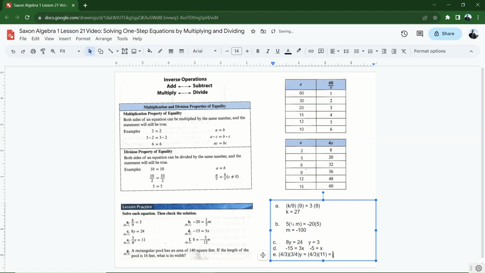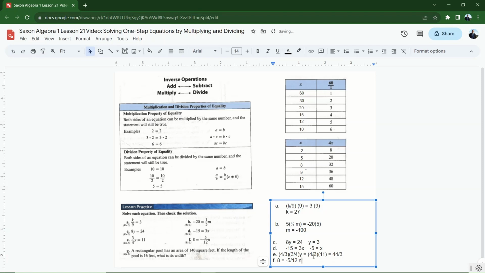4/3 times 11, well, let's see. I just multiply straight across the top. 11 is the same as 11 over 1. This is going to be 44 over 3. Letter F, 8 equals negative 5/12 n. 8 equals negative 5 over 12 n.